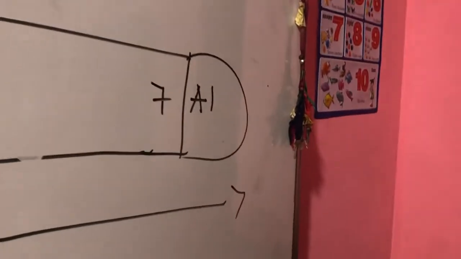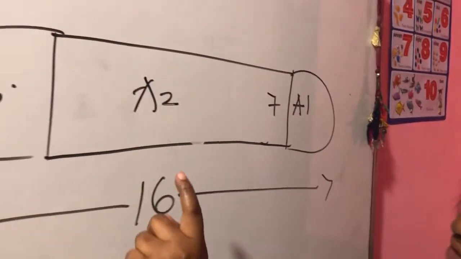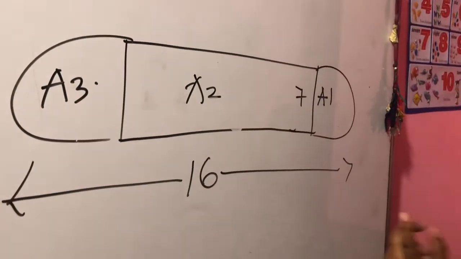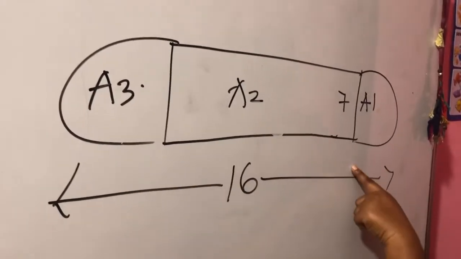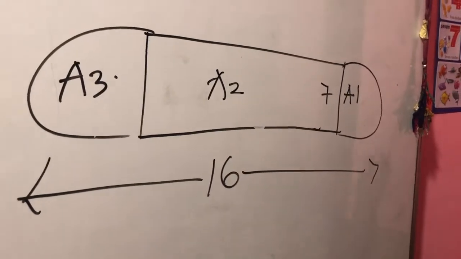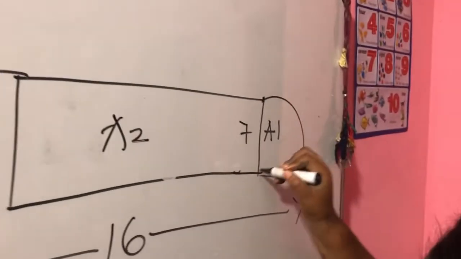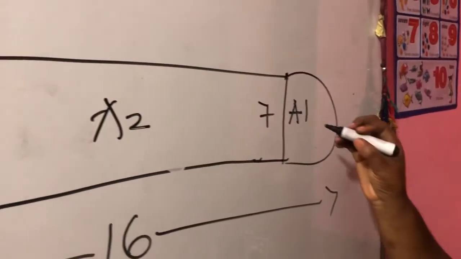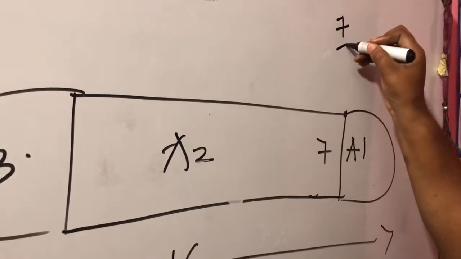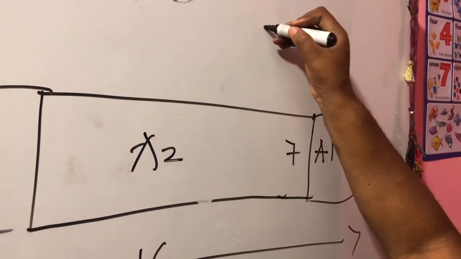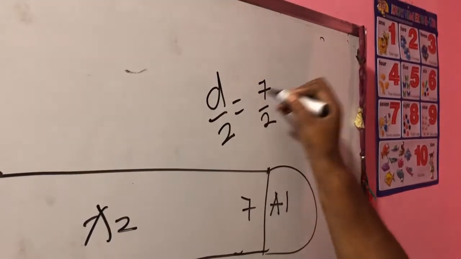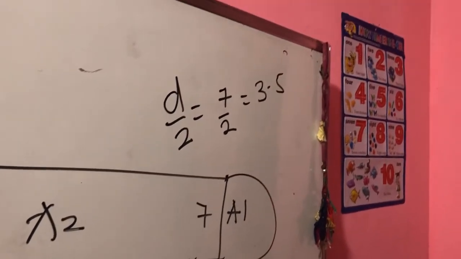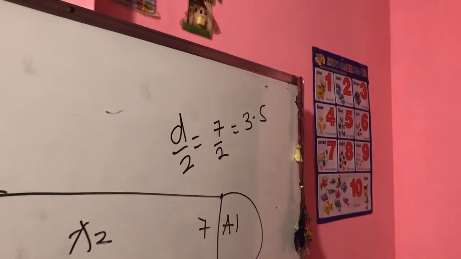Now I know you are going to get confused. You are going to ask yourself that it is from here to here that is the 16 centimeters, so how am I going to get from here to here? It is simple. If from here to here is the diameter of the circle, now we have to find the radius. The radius is 7 divided by 2, because radius is diameter over 2. So our radius is 3.5.